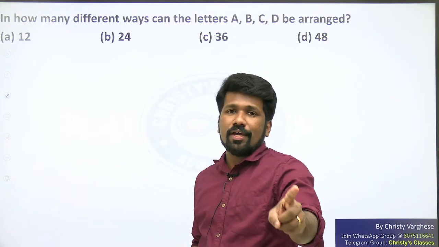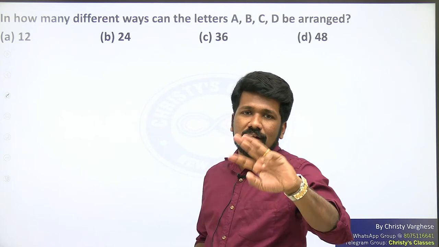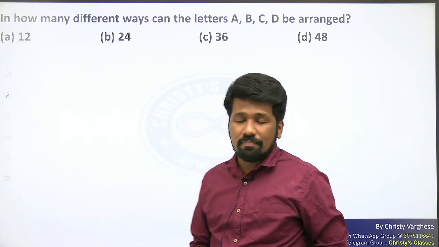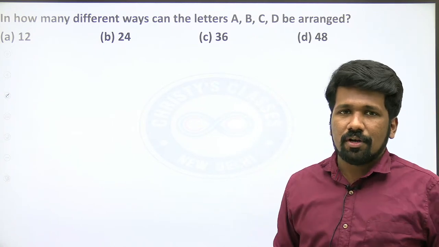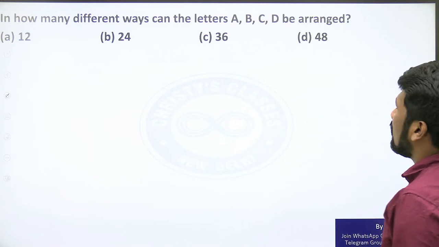Yes, we will come back to that question, where 3 people out of 7 people can be arranged. As I told, with this idea, we will build this concept of combination and permutation, and then come back to that idea. Then it will be very easy to see.